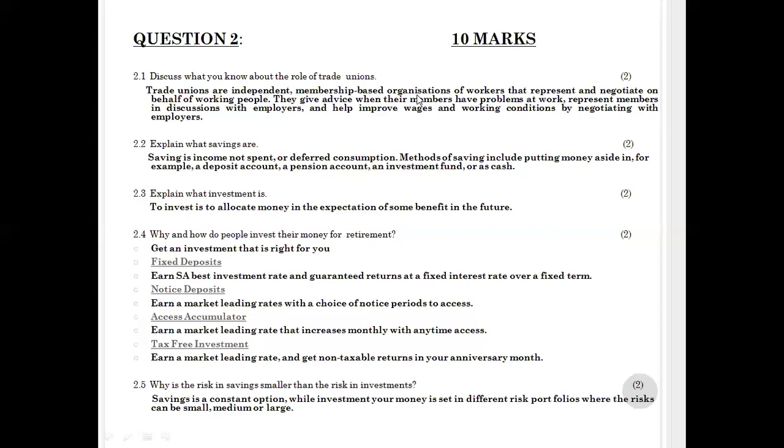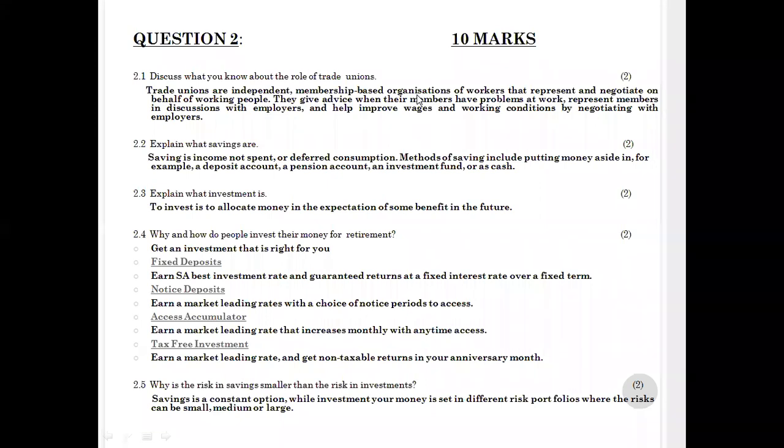2.2, explain what savings are. Saving is income not spent or deferred consumption. Methods of saving include putting money aside in, for example, a deposit account, a pension account, an investment fund, or as cash. So, right, for 2 marks, explain what savings is.